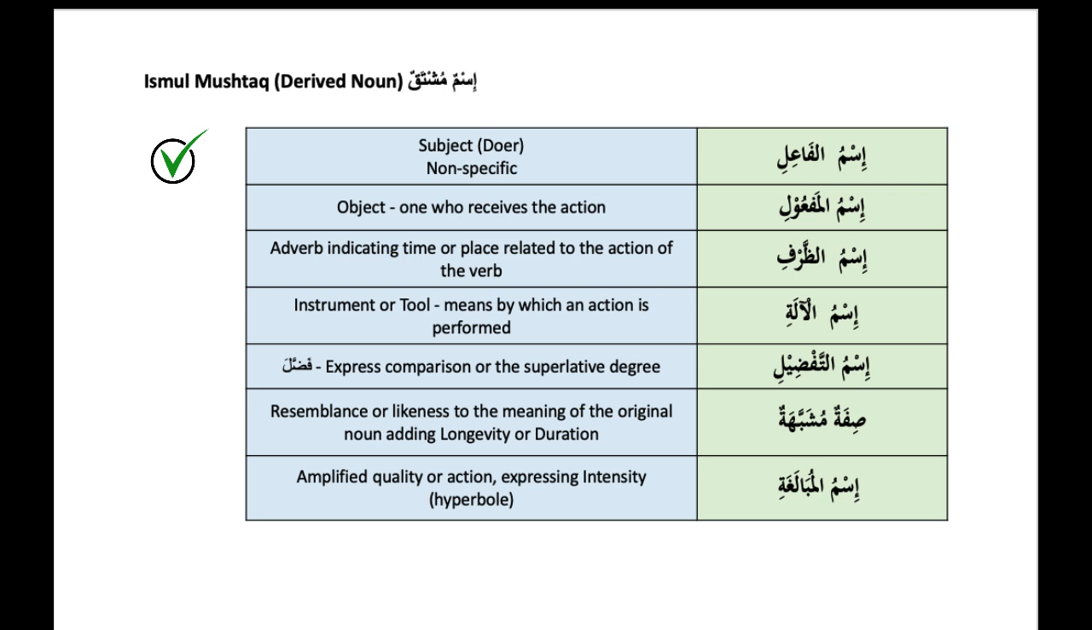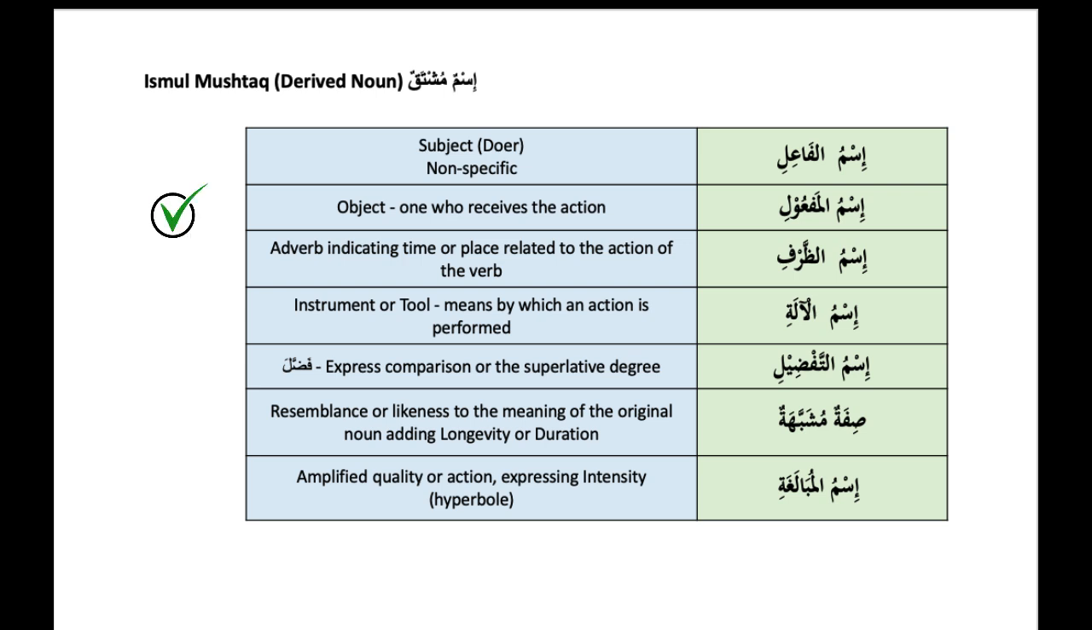But there is no indication of how this person helps, how much he helps, how little he helps, how often he helps, or does he help all the time. There is no indication. It means this is just a simple doer and non-specific. So in other words, subject or doer in non-specific term is called Ismul Fa'il. You haven't got more details of how he does the job.